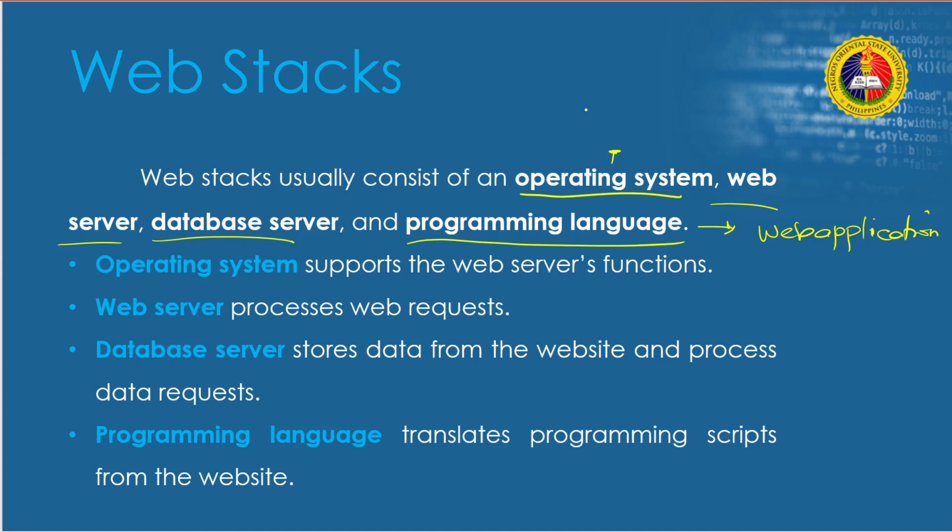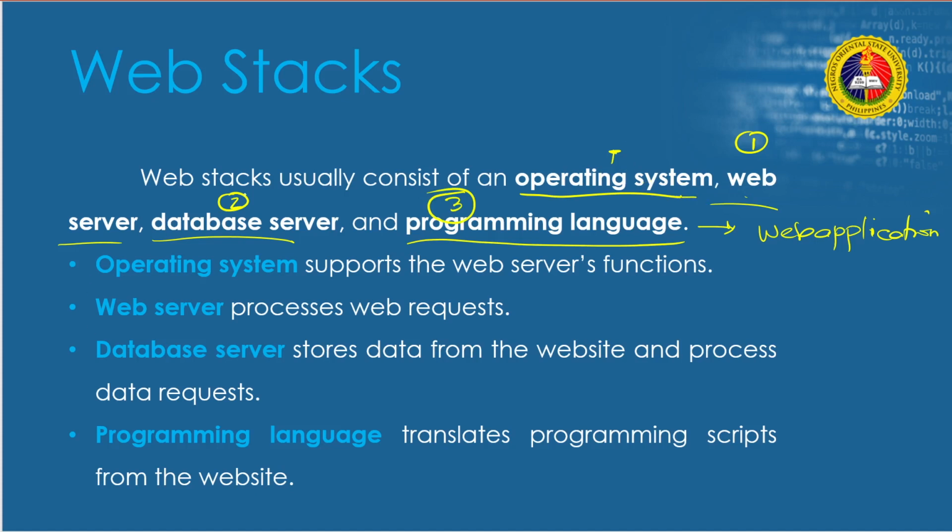So since each working computer has its own operating system, what we just need to install is the web server, the database server, and the programming language. These computers already have an operating system, correct? Yes, sir. Okay. All right.